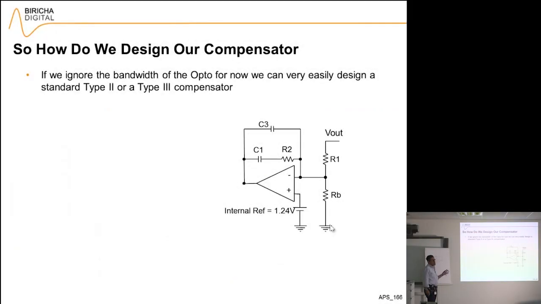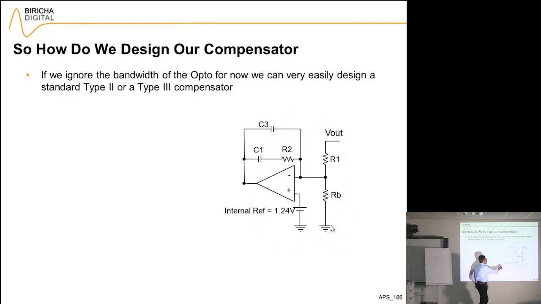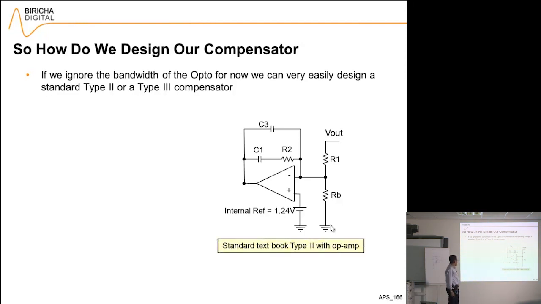Okay, now how do I go about making a compensator out of this TL431 or LMV431? Well, we know that the standard circuit for a type 2 compensator looks like this. We know that the 3-pin reference can be made to look like exactly this op-amp with an internal reference. So let's have a look at what happens. This is a standard textbook type 2 op-amp.